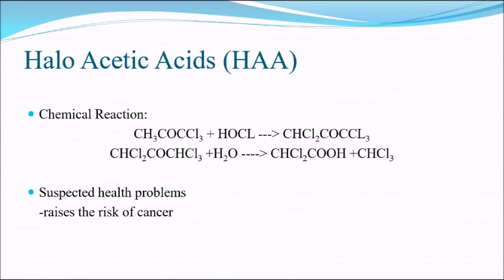Acetic acids consist of 3 hydrogen atoms, which are fixed to a COOH group, where the hydrogen atoms are replaced by halogen atoms. This can be observed from the chemical reaction seen. The health effects associated with haloacetic acids are suspected to raise the risk of cancer, similar to THM.